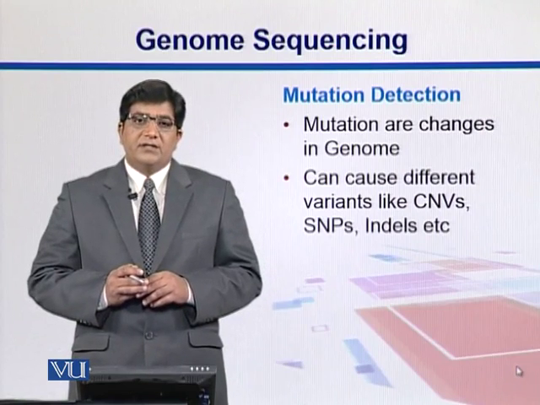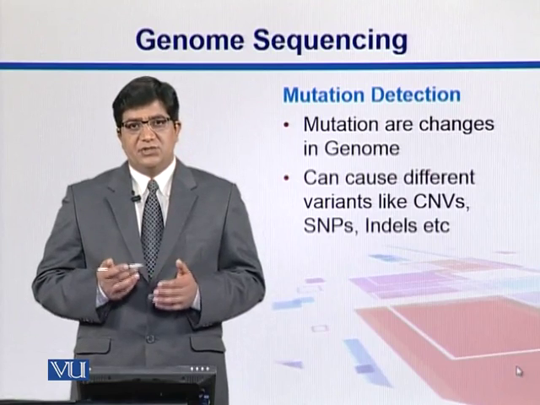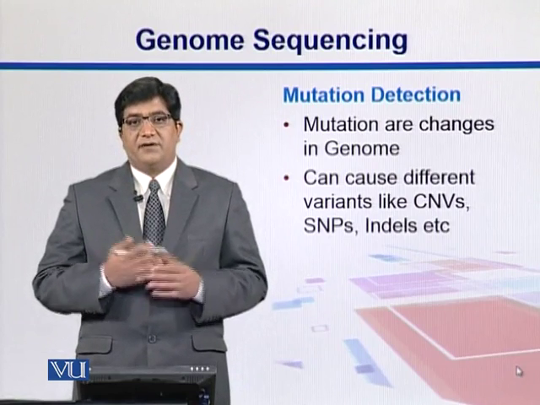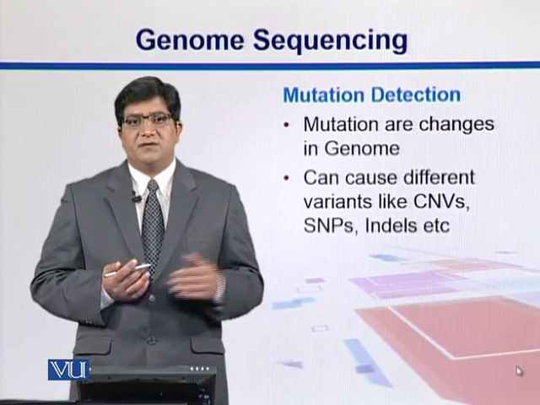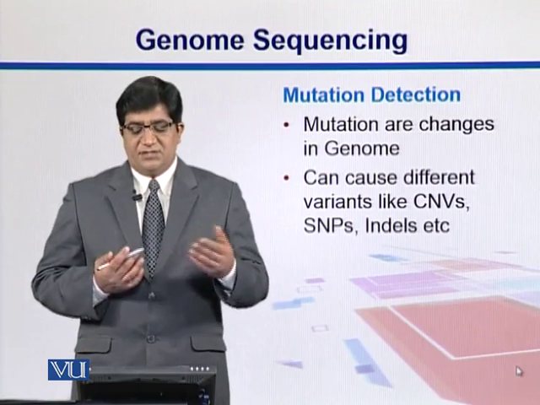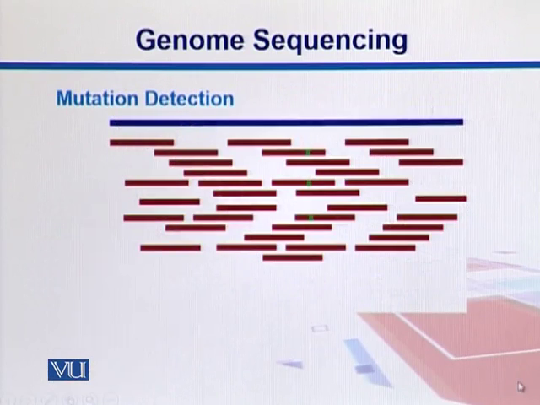So how can we do mutation detection? Mutations are changes in the genome that can be of different types. There can be copy number variation, so we can have more copies of some fragments or genes. We can also have SNPs and indels. So how can we apply next generation sequencing towards mutation detection?